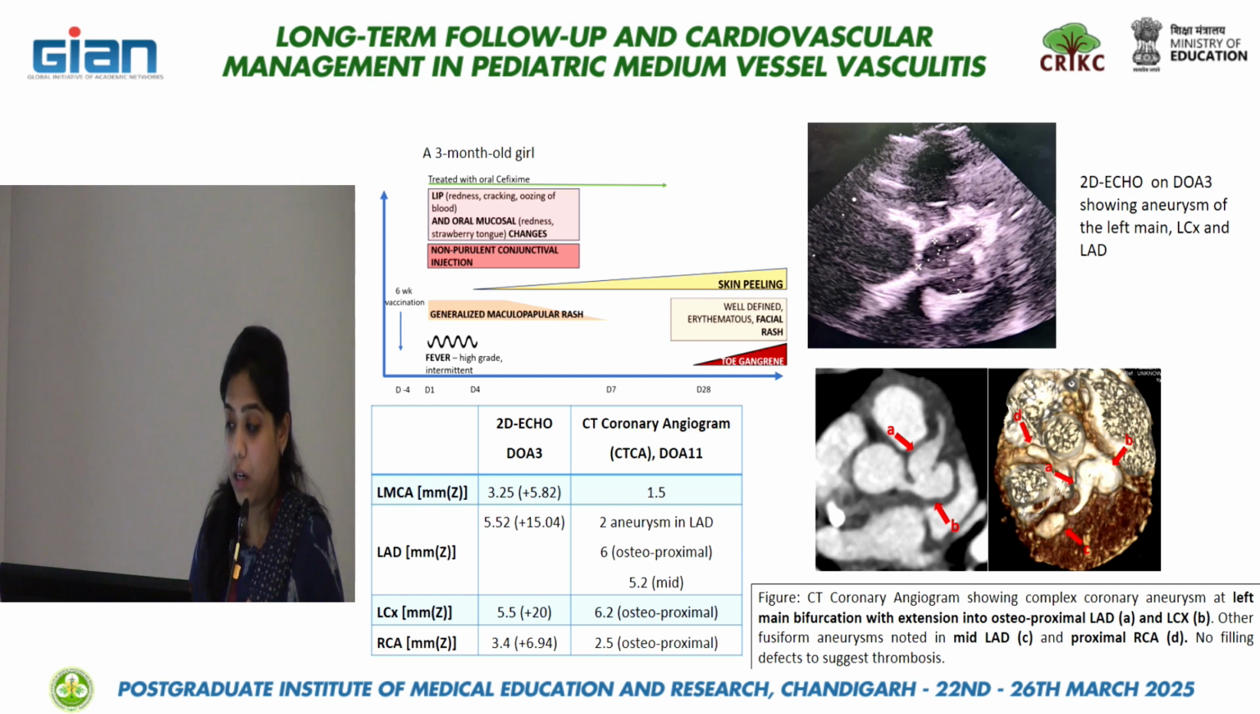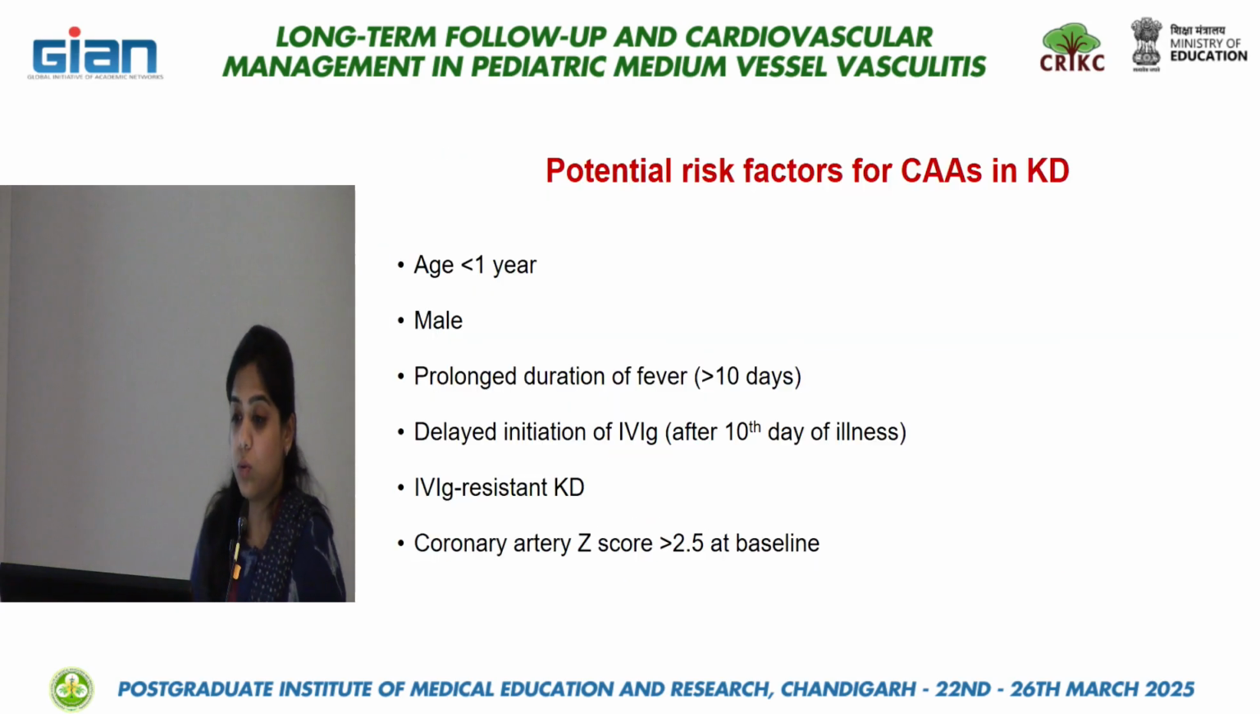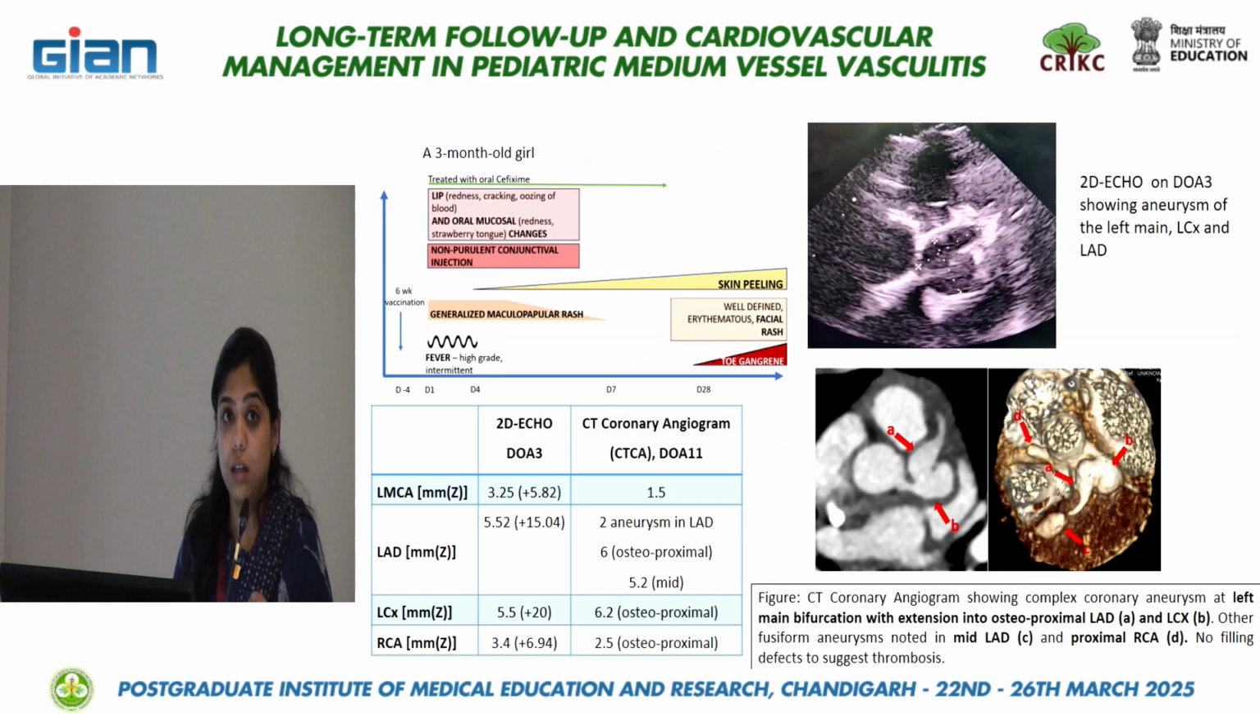This patient also underwent a CTCA, which I have depicted in the slide. The child had 2 aneurysms in the LAD, a giant aneurysm in the LCX, and an aneurysm in the RCA also. In this case, the child was 3 months old, which is a risk factor, was diagnosed late, IVIG was started late, and on the day of presentation the child already had giant aneurysms. So the child had all these risk factors when presenting.